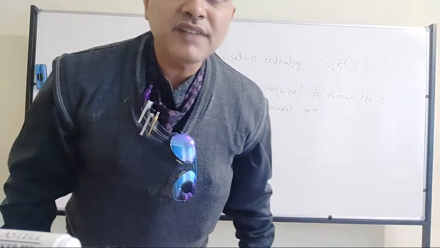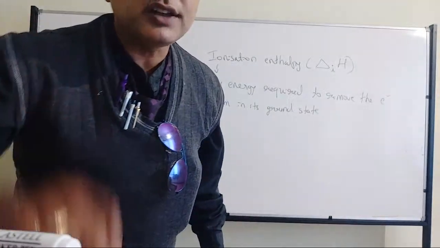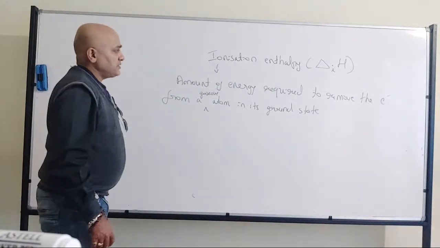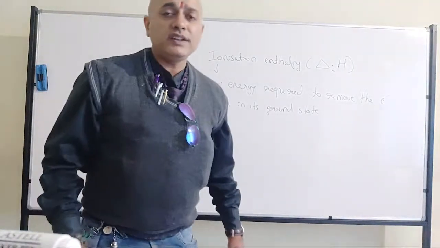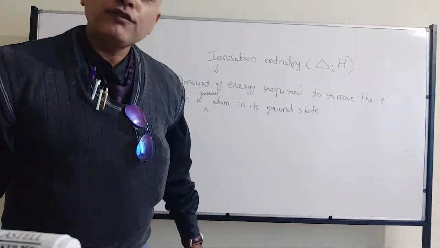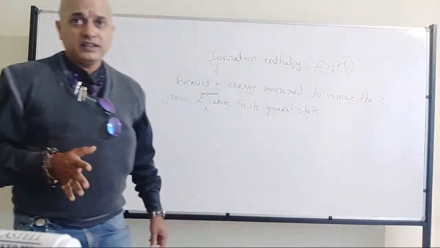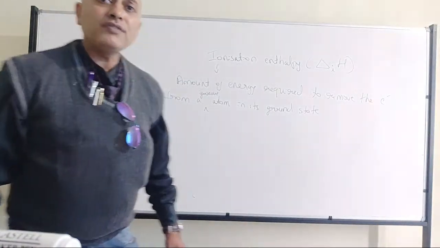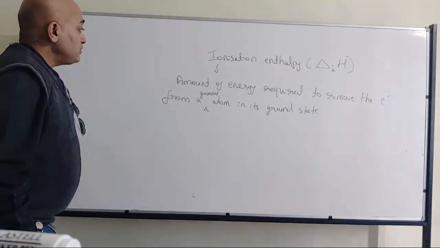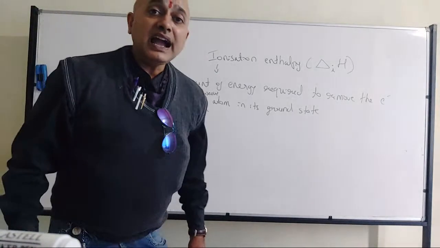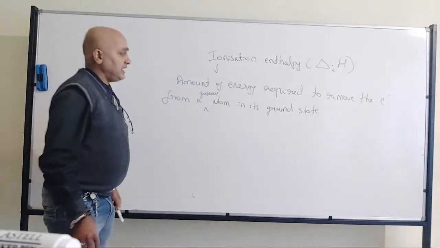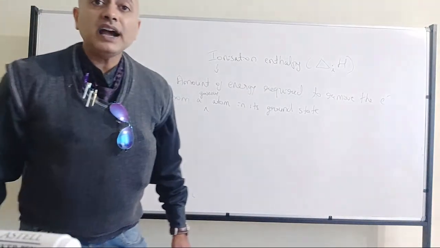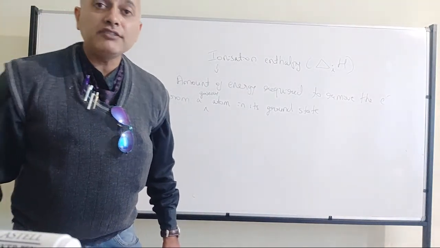So that's where we have the ionization, amount of energy required to remove the electron. Yes, that is also fine. You can write the amount of energy required to remove the electron from an atom, and stop there. Or if you want to be more specific, then you can write it is the amount of energy required to remove the electron from a gaseous atom in its ground state.